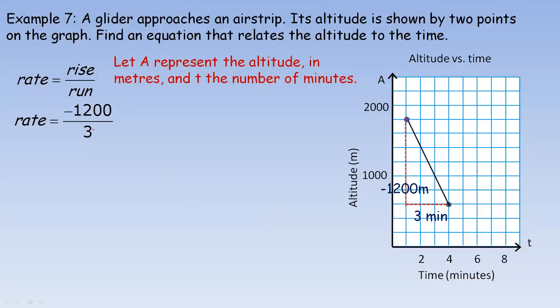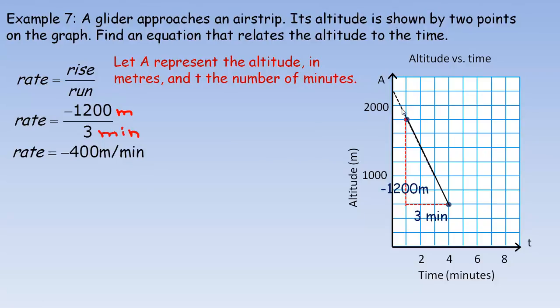And again, it's a good idea to write the units here. So this is meters, and this is minutes, and that'll help you to understand what this number represents. So when we divide negative 1,200 by 3, we get negative 400, and the units for that would be meters per minute. So that means how much the glider is going down. It's losing 400 meters of altitude every minute.